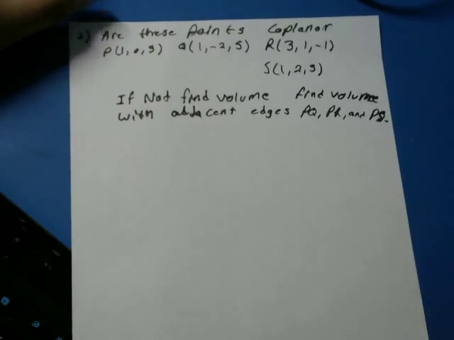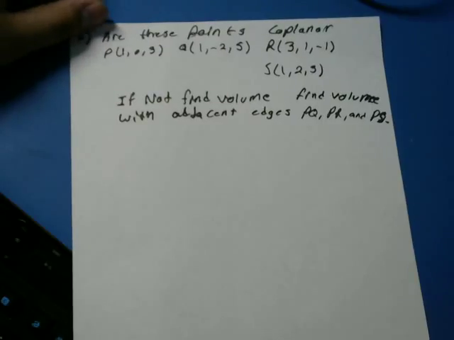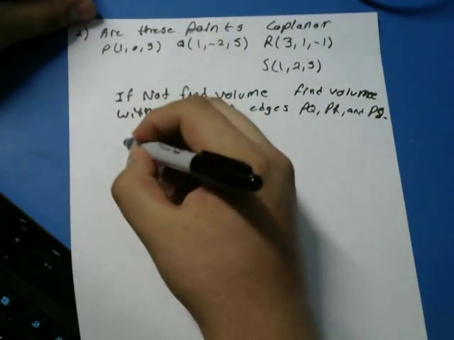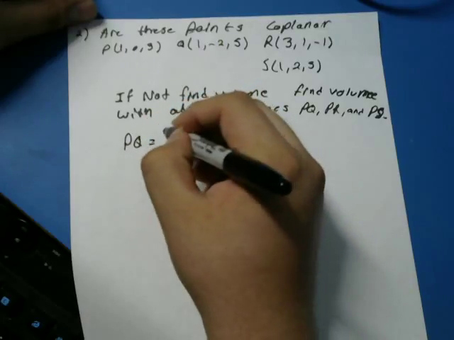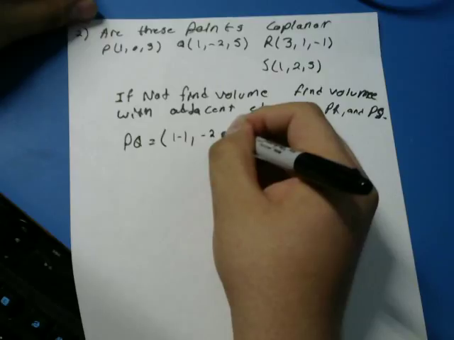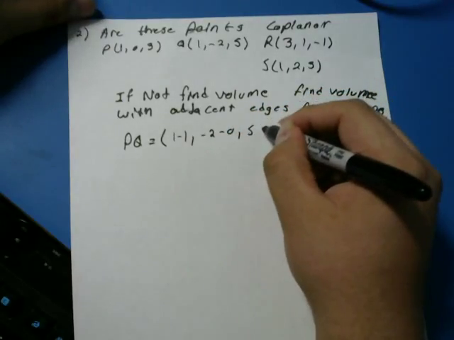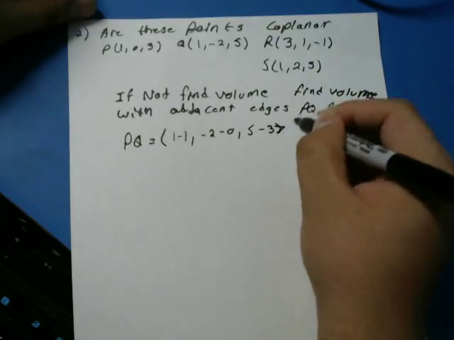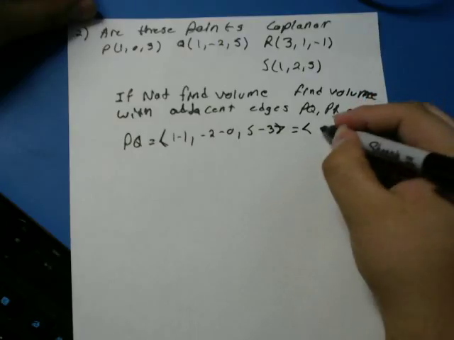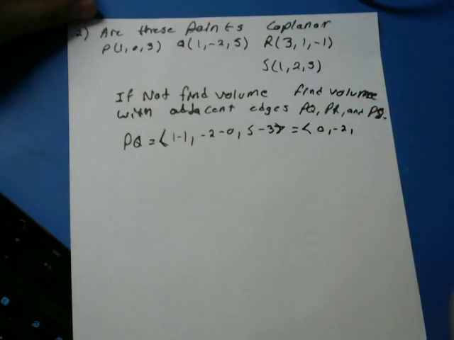Right. So we're given these points P, Q, R, and S. And we're also given their adjacent edges PQ, PR, and PS. So we are given points, and if we want to find a vector, we would just go from P to Q. So the vector P to Q would be 1 minus 1, subtracting their components, negative 2 minus 0, and 5 minus 3, and this would be equal to the vector 0, negative 2, and 2. Now, hopefully I don't mess up my math.